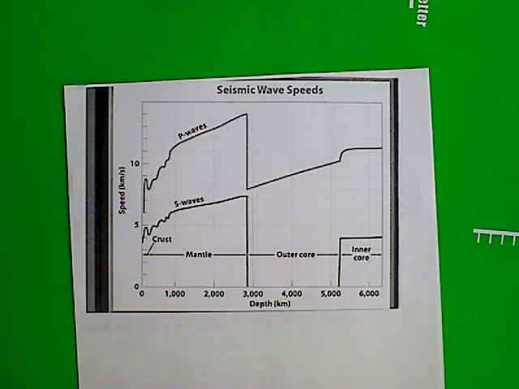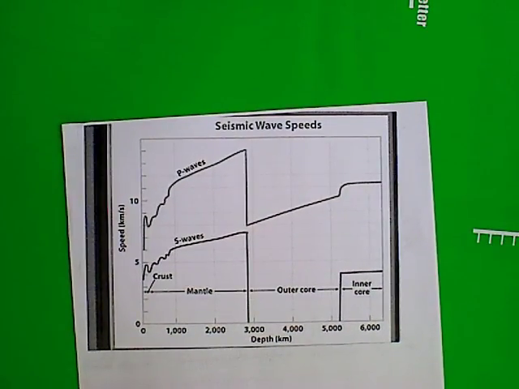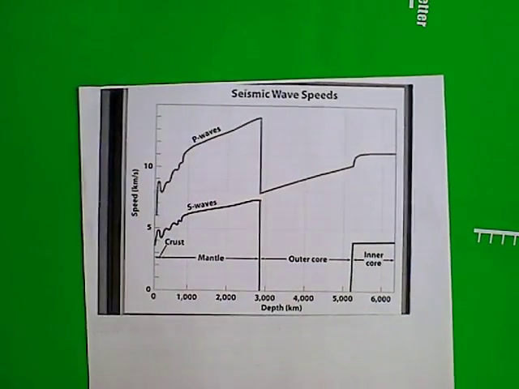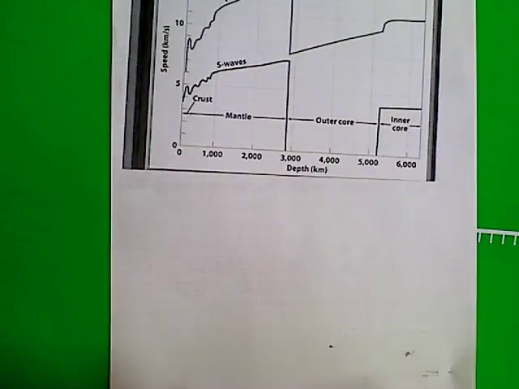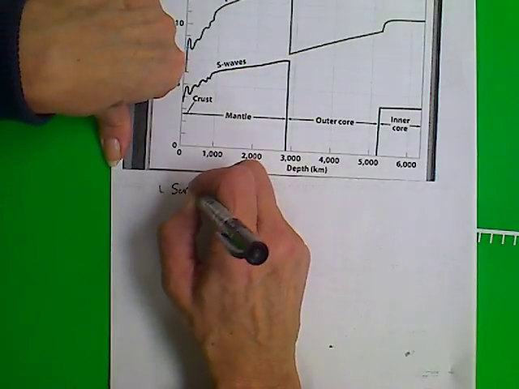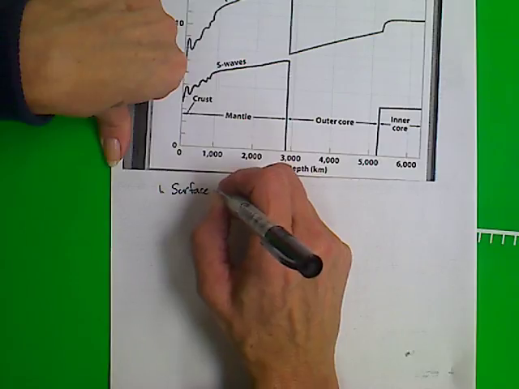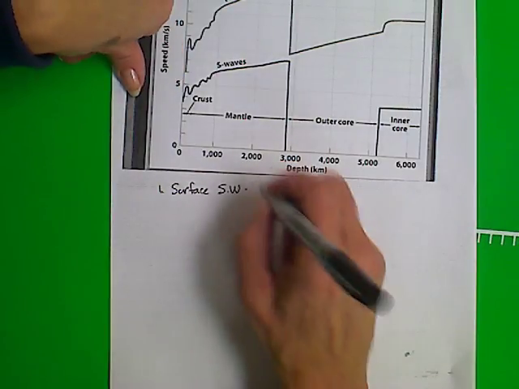All right, now let's look at our next graph. Our next graph here has to do with seismic wave speeds. All right, and so we know that there's two different types of seismic waves. Number one, surface seismic waves, like the ones in water.